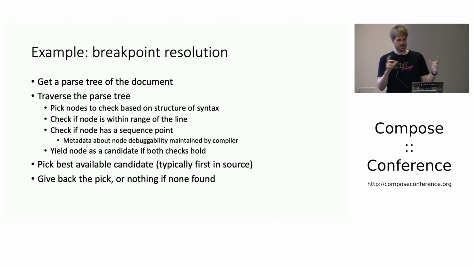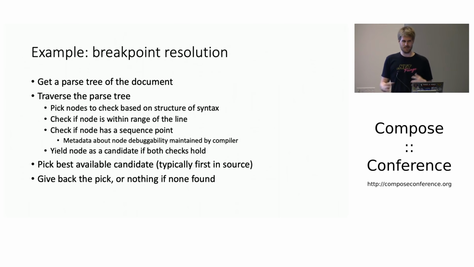So for every single syntactical construct, there's a custom rule for, okay, what part of the syntax do we think is debuggable or not? That's a first check that's applied at every node that we're looking at. Then after that, we want to check to see if it's within the range of the line that somebody actually set the breakpoint on. And if it's not, obviously that's not something that we want to resolve a breakpoint to, because that's not where they clicked. And then lastly, we want to check to see if there's a thing called a sequence point, which is metadata that the compiler maintains about your syntax.